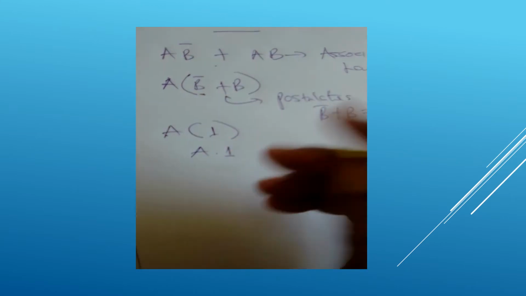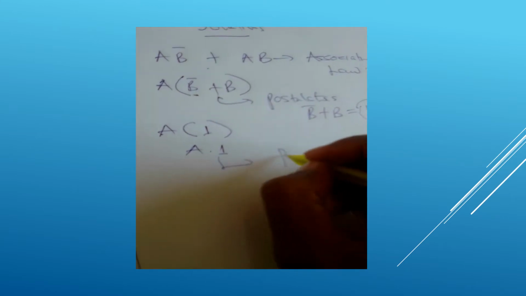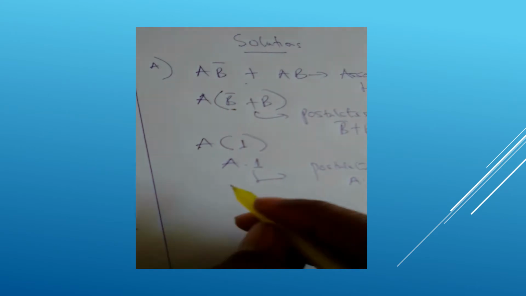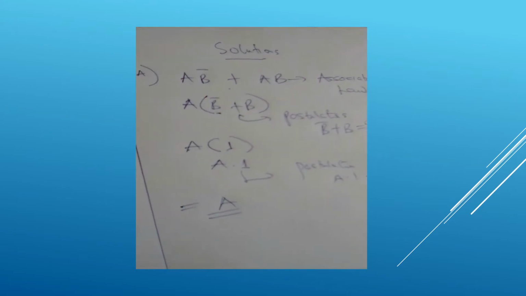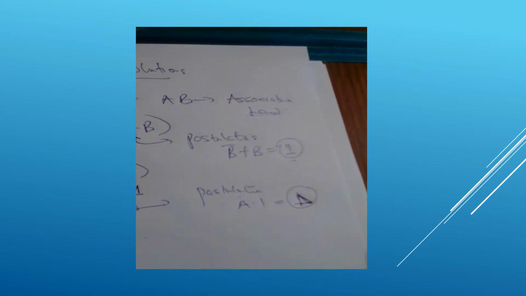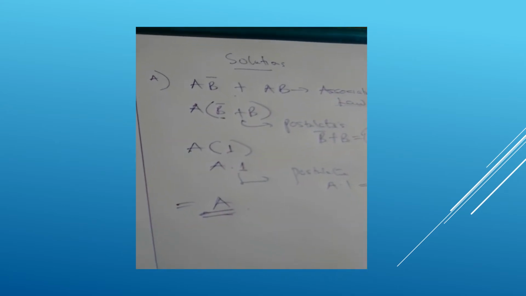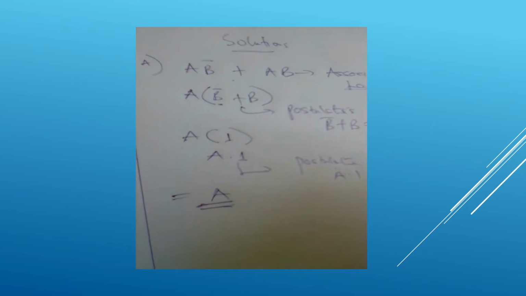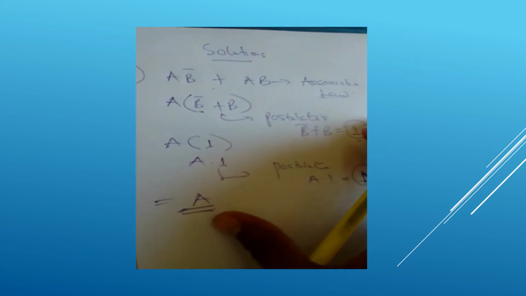If you look at the postulate which can work there, A dot 1 is equal to the letter, A. In this case, A dot 1, the answer is basically A. So you can see the expression A bar plus AB can be simplified to A according to the laws you've applied, the associative law, and the two postulates you've looked at. You must remember to apply the laws, the postulates and the operators you are working with. All right, now let's look at this other question here.